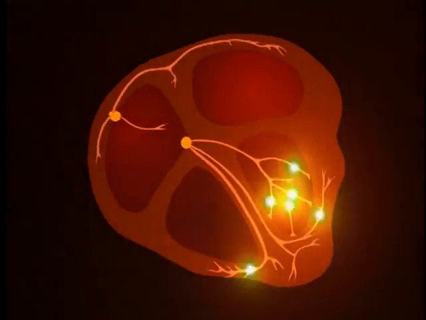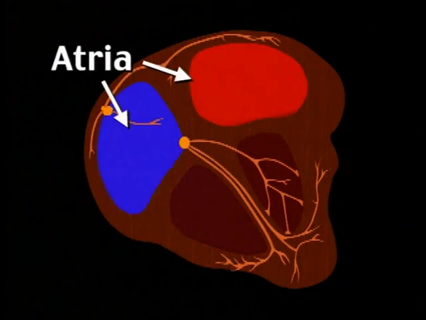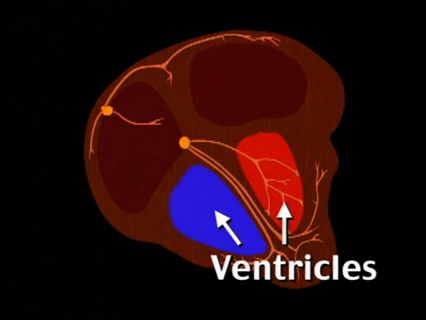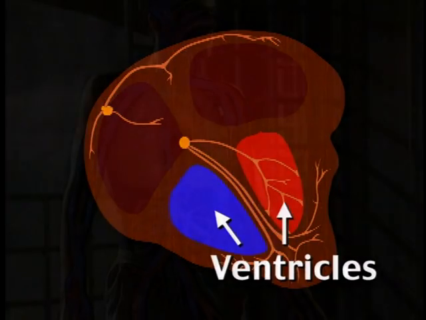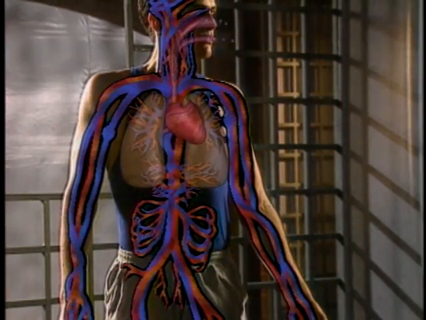The heart is a complex organ divided into 4 chambers. The upper chambers are atria. The lower chambers are called ventricles. Blood flows from the atria to the ventricles and then to the rest of the body.